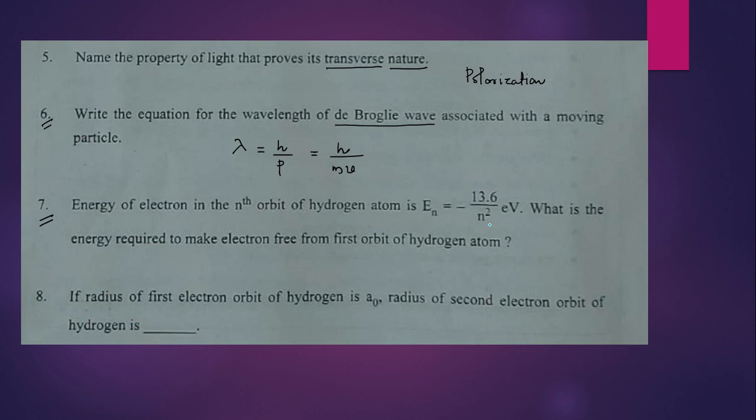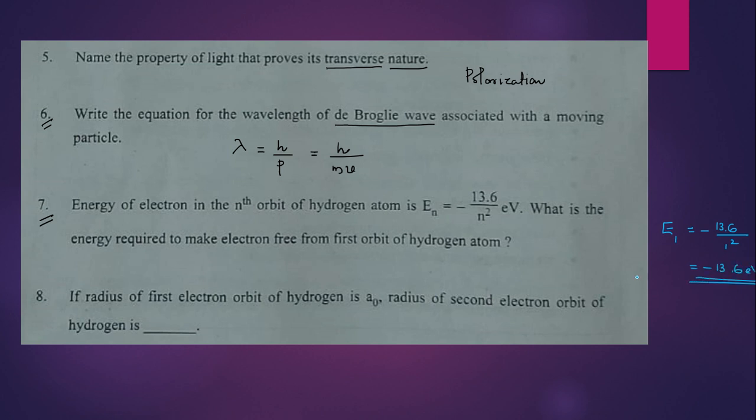minus 13.6 by n square electron volt. What is the energy required to make electron free from first orbit of hydrogen atom? So we can just think about what is the energy in the first orbit. ആദ്യത്തെ ഓർബിറ്റിലുള്ള എനർജി എന്ന് പറയുമ്പോൾ we have to say 13.6 divided by n square, as 1 square, so that is equal to 13.6 electron volt.